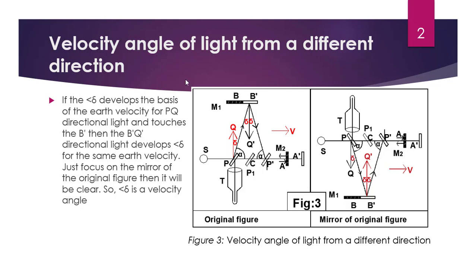Velocity angle of a light from a different direction. It is also explained in previous videos, but I revise it again. If we put down the light in the P to Q direction, then the light goes in B dash for the arc velocity. And if you bring down the light in B dash to Q, then the light will go in the P dash direction. If we put down the light from the same point in the B dash Q direction, then the light came in P dash. Also mirror it, and you will see the same thing.